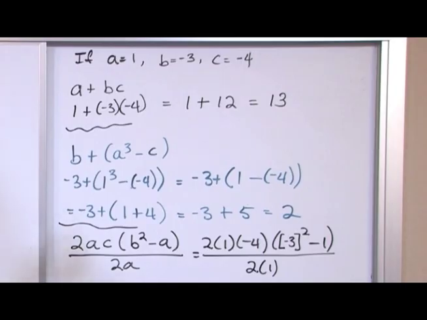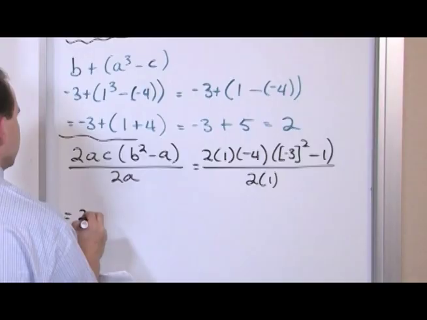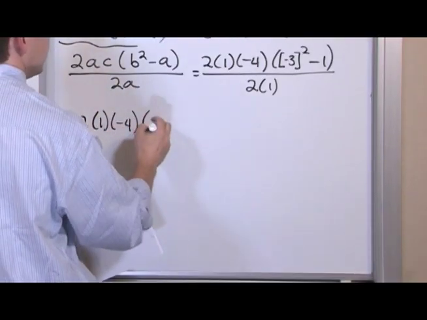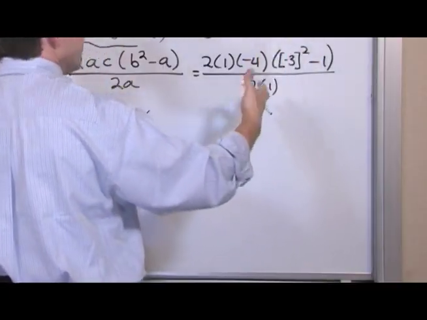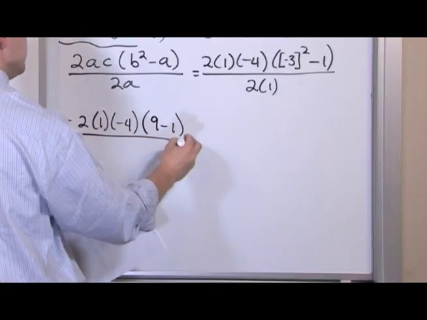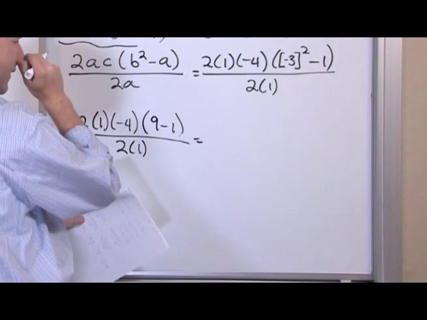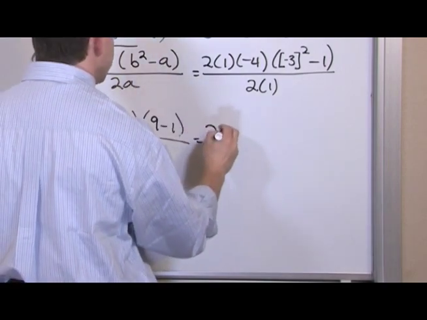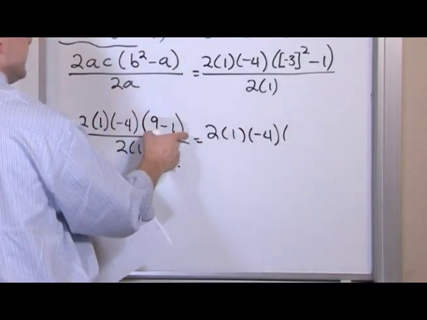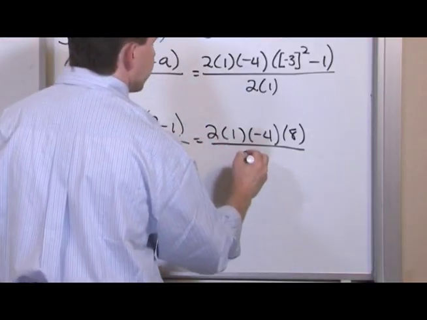Work on the parentheses first. And inside these parentheses, you have this guy squared, so we're going to do that first. So 2 times 1 times negative 4 times negative 3 squared. Negative 3 times negative 3 is positive 9. And you still have the minus 1 in there, divided by 2 times 1. We're still working inside this parentheses. 9 minus 1 is 8, so we'll have 2 times 1 times negative 4 times, and then this is 8, divided by 2 times 1.